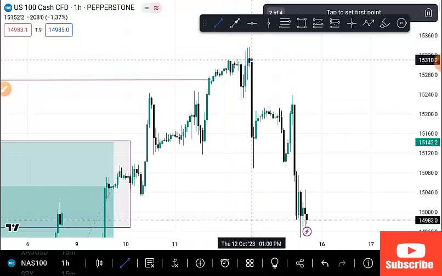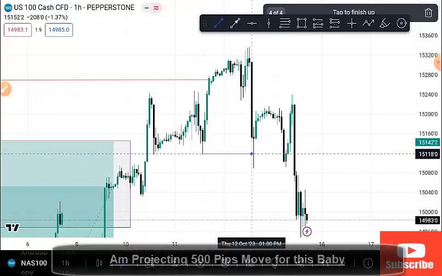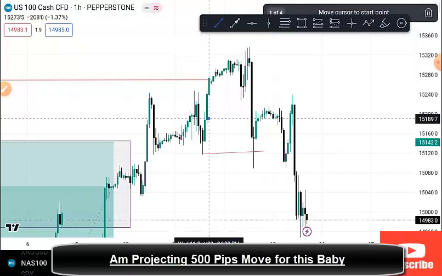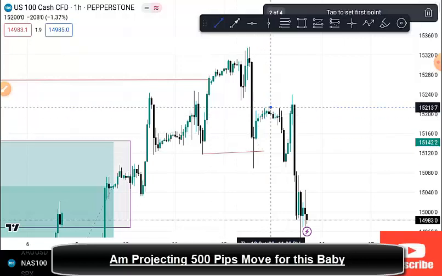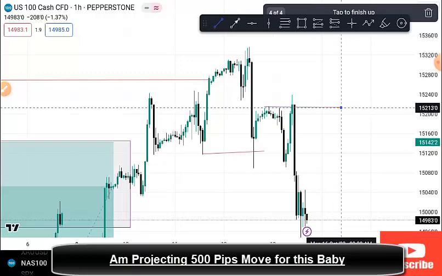And then price rallied down and broke structure right here. Now, after it broke structure, what did it do? Price pulled back and formed some level of high right there. That high becomes your liquidity point.